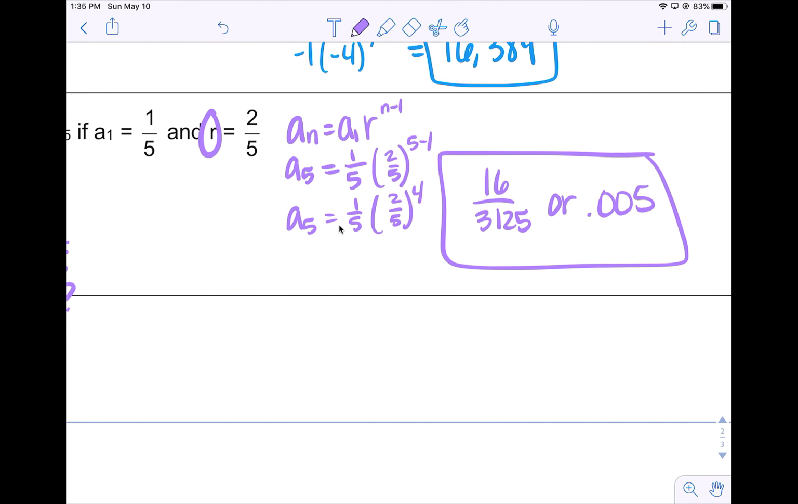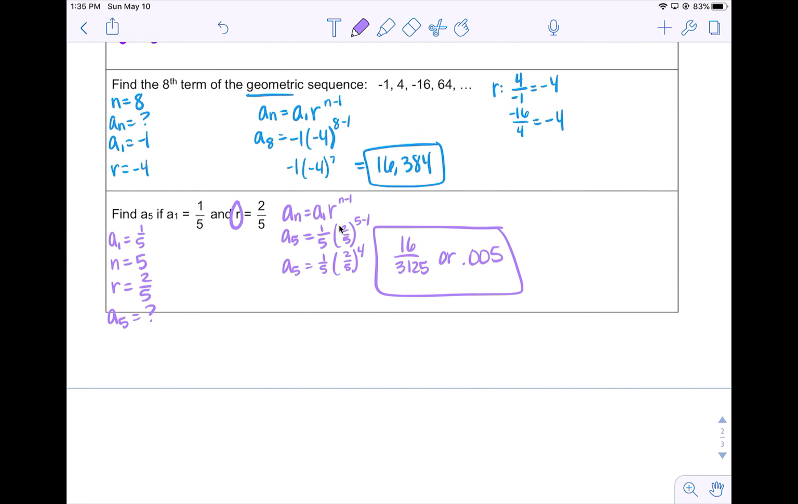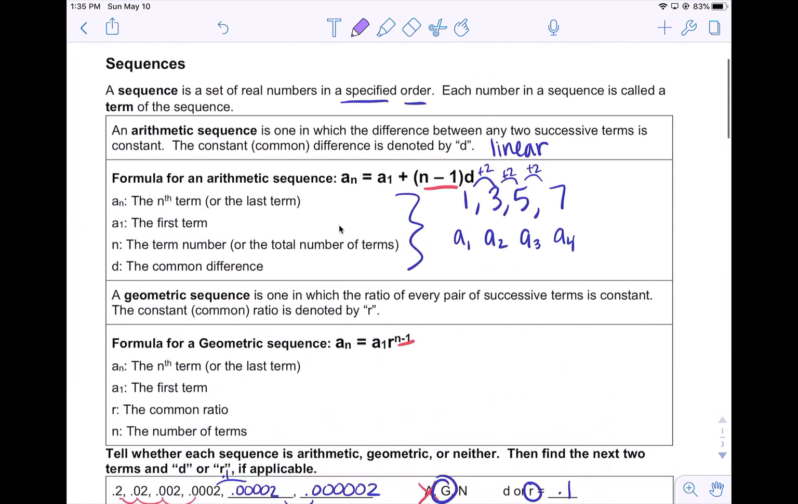or 0.005. So again, on these sequences, you are just using these formulas over and over again. You are plugging things into a calculator, or you're plugging all the parts that you know into your equation, and then you are simplifying or solving for the piece that you do not know.